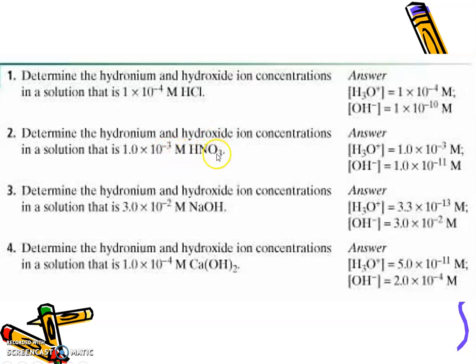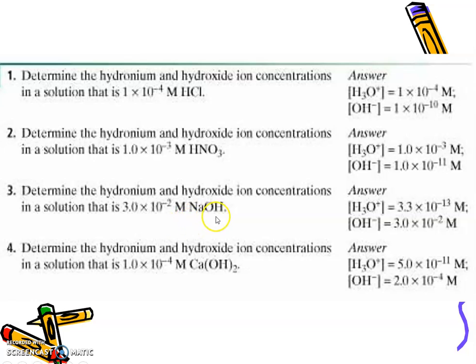Another example, HNO3, nitric acid, is another strong acid. If I know the concentration of the nitric acid, then I know the concentration of the H3O+. I simply take 1 times 10 to the minus 14 divided by that, and I get 1 times 10 to the minus 11, which is my other, or OH-, concentration.